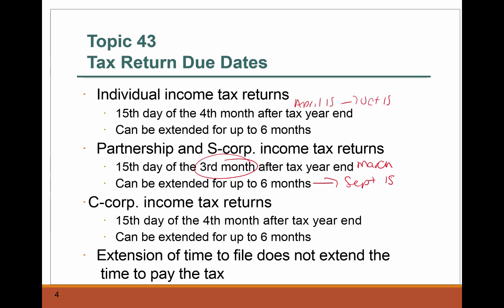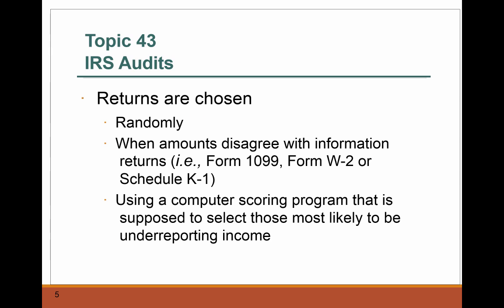And corporate C-Corps are also the fourth month, similar to the individual returns, and also with the same extension of 6 months. Now, an extension of time to file does not give you an extension to pay. Normally, you have to file a form for the extension with the IRS. If you do not file that form and make prepayments, if you anticipate that you're going to owe taxes, there could be some penalties associated with that.